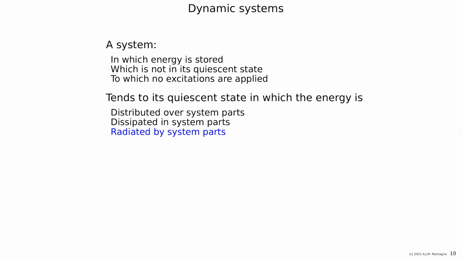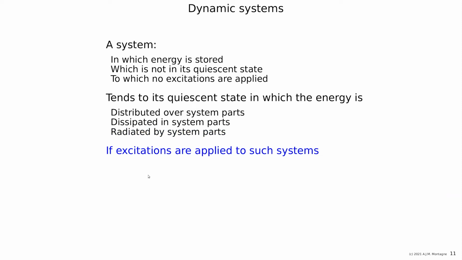So for example, if there is charge on the capacitor, and there is no excitation, no voltage or current sources applied to the network, then maybe the charge will flow away and dissipate. The energy will be dissipated in a resistor, and after some time, there's nothing left of that charge. And describing this process is what we are going to deal with today.